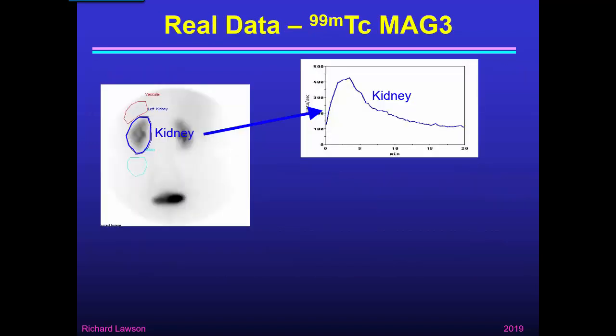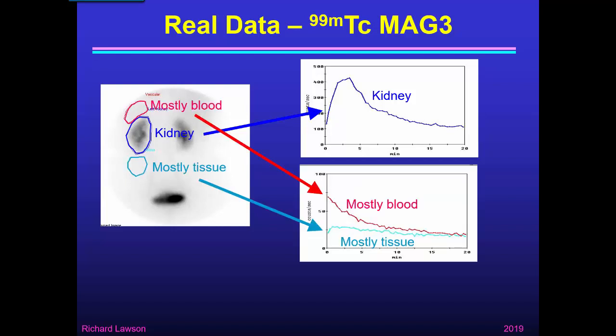So those were some hypothetical curves from my model. Here are some curves from real data with technetium labelled MAG3. I've taken a region of interest in blue round the left kidney there and got a curve like this. You can see it does rise up to a peak and then come down again, and it doesn't quite start from 0, and that's not surprising. There is plenty of blood within the kidney, and so we don't expect it to quite start at 0 because of the blood component.